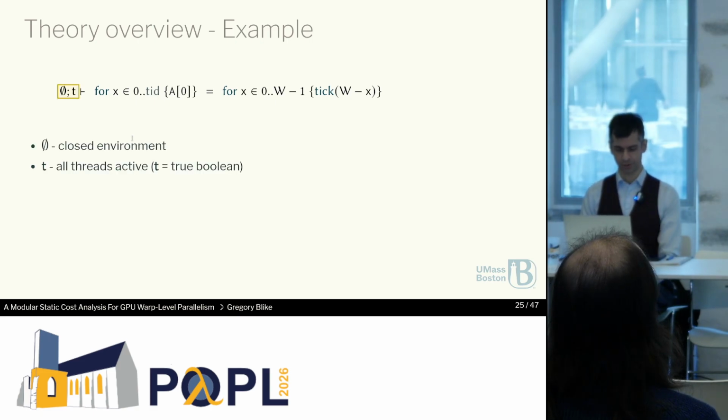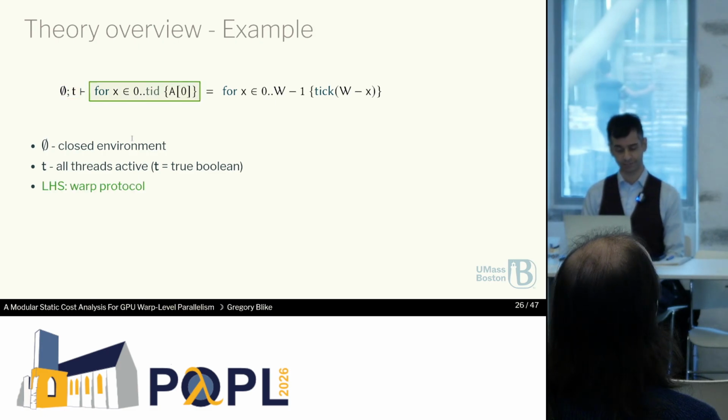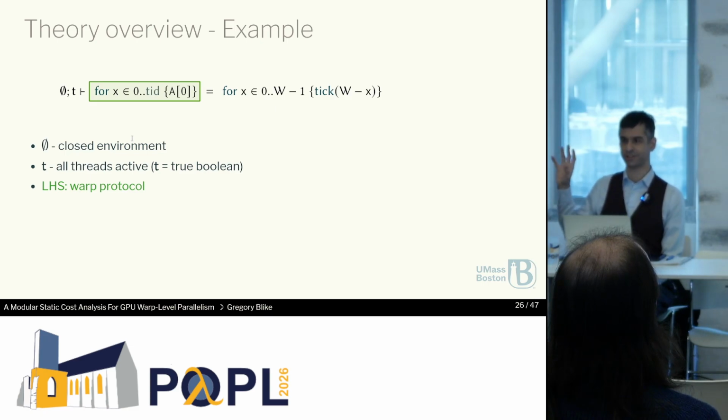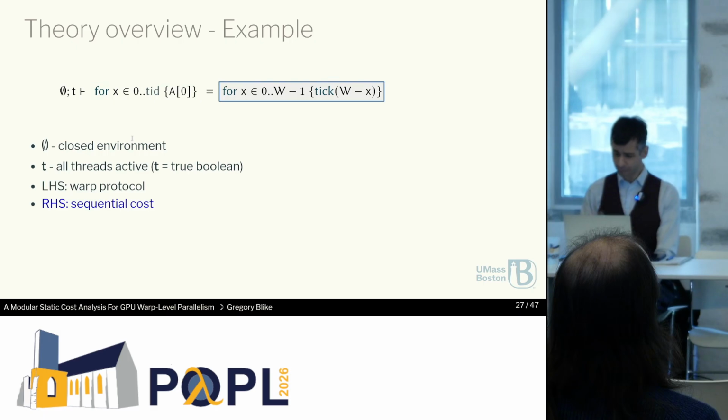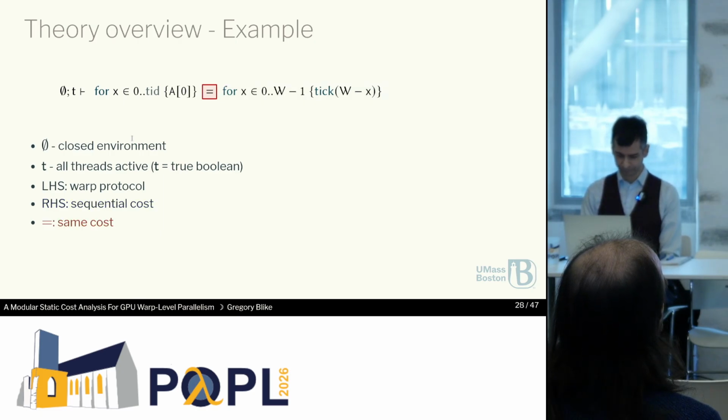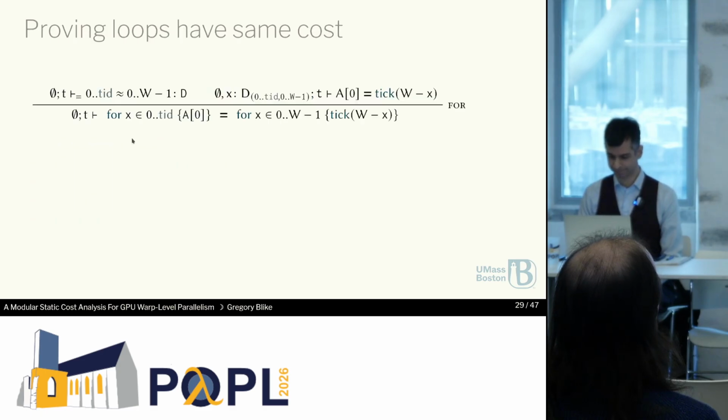Here we have our closed environment, and we start with all of our threads being true or active. We have that protocol here on the left. In this case, this is partially through our analysis, so the access to array A is not a typical C++ array access. It's a vector of costs that come after our analysis. We have the sequential cost here on the right with the analysis of the tick, with W minus X being the cost, and equality between them.